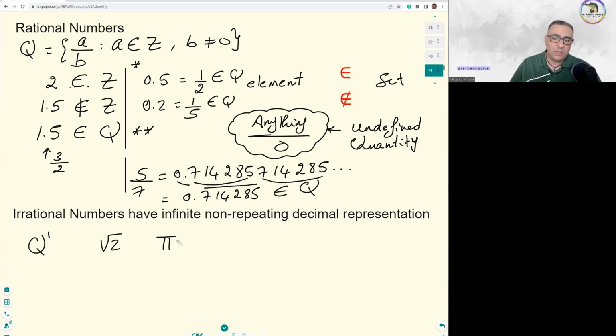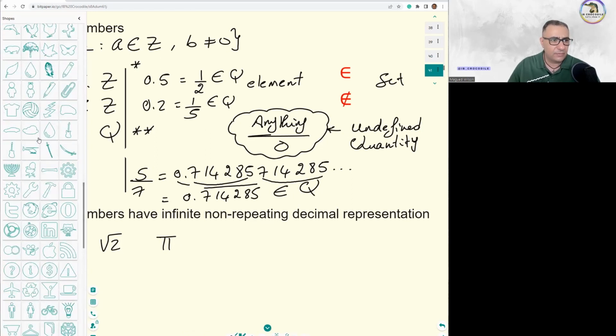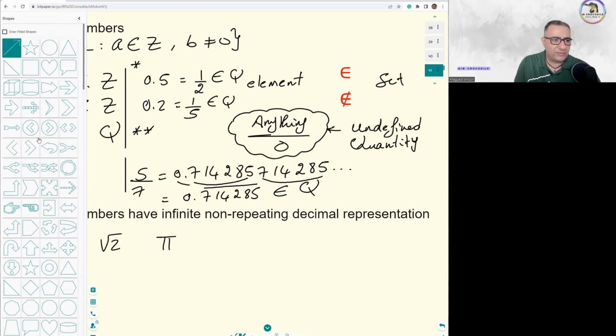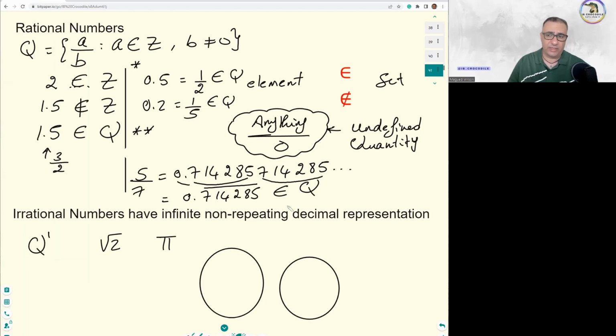Now, if I would like to express the rational numbers and irrational numbers as a Venn diagram, how can I express them? If I draw a circle, and let's say this circle is Q, where can I put Q prime? Is it going to be overlapping, inside, or a disjoint set? The answer, of course, is disjoint, because a number cannot be rational and irrational at the same time. So this is called a Venn diagram.